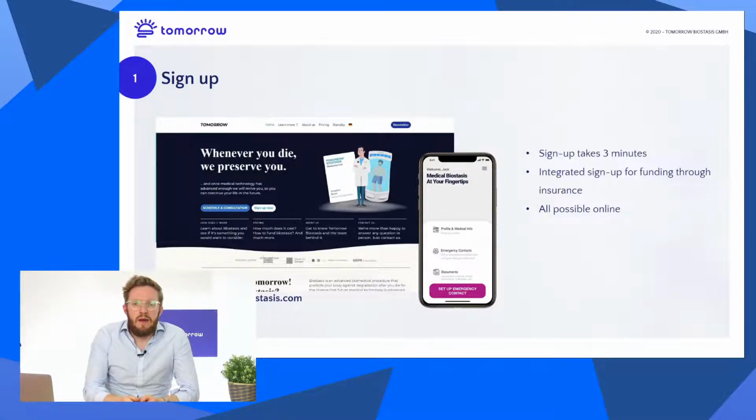And then we would advise you to add on a last will and a patient advance directive. That cannot easily be done online, so that should be done on paper. But it's not absolutely needed. The sign-up process is purely online.